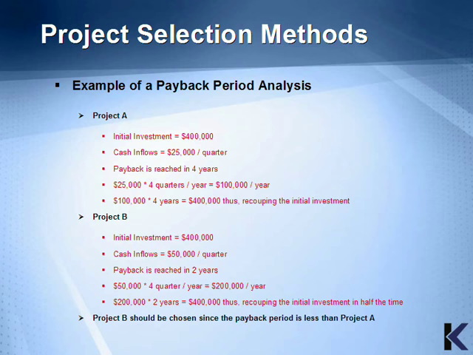Project B, on the other hand, is expected to produce $50,000 per quarter, which is $200,000 a year. Since the revenue is twice as high as Project A, it would only take 2 years to recoup the initial investment, and Project B would be chosen over Project A.